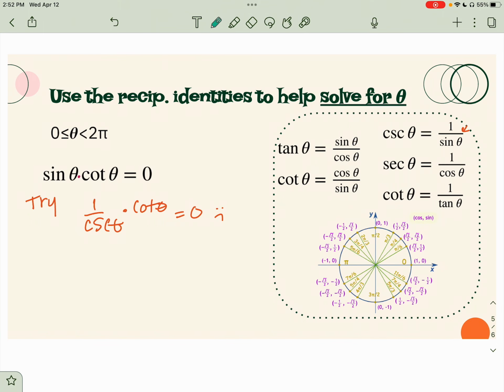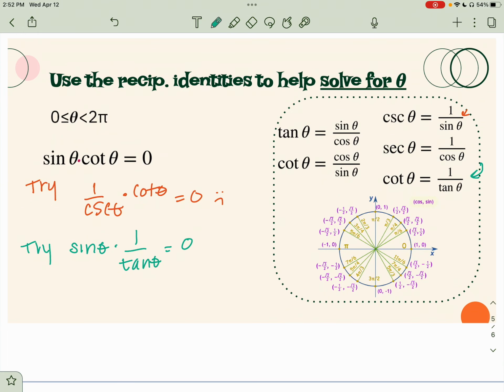What else do I know? Oh, I know cotangent, for example, is 1 over tangent. Okay, let's try that. So I'm going to leave sine alone, and cotangent is 1 over tan theta. Still, I don't see anything good that will help me. Not working out. That's okay.